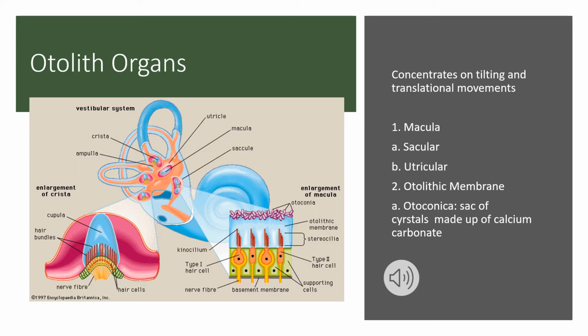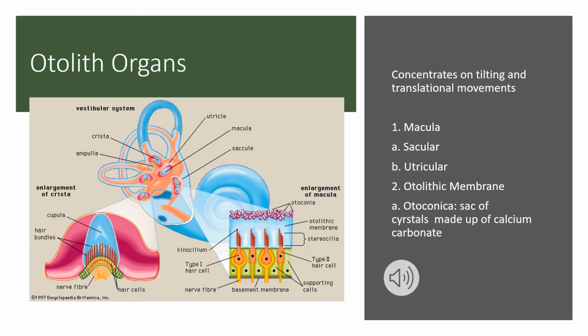The saccular macula and the utricular macula work together to see where the head is oriented. The saccular macula is oriented vertically, in which it responds to vertical translations and or head tilts up or down, while the utricular macula is horizontal, in which it responds to translational movements and head tilts left or right.